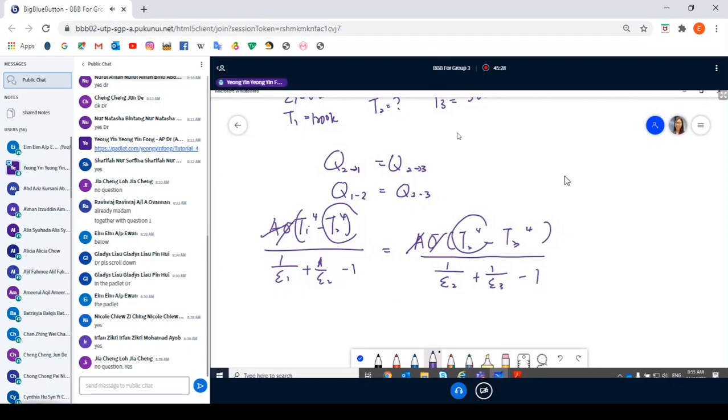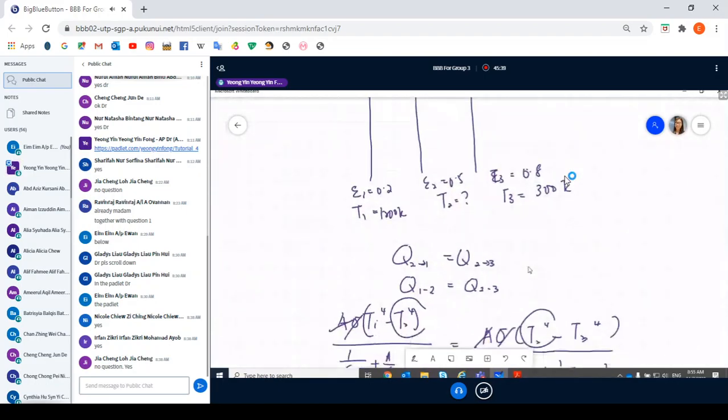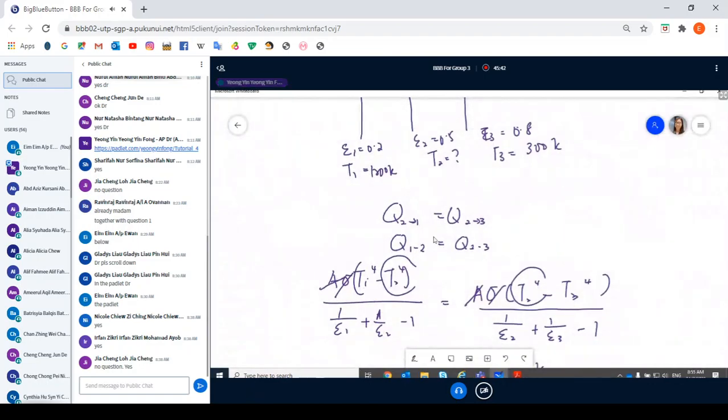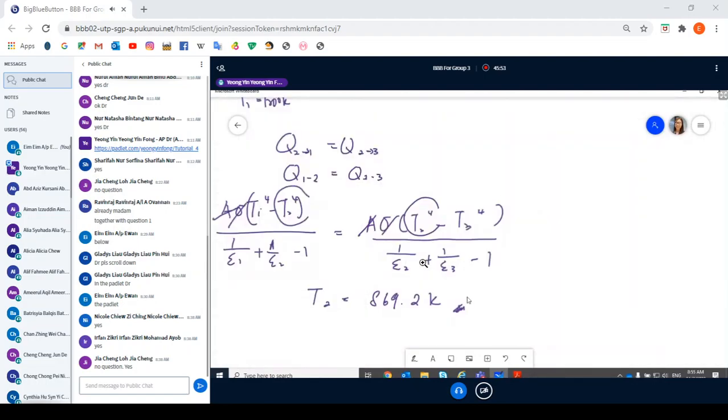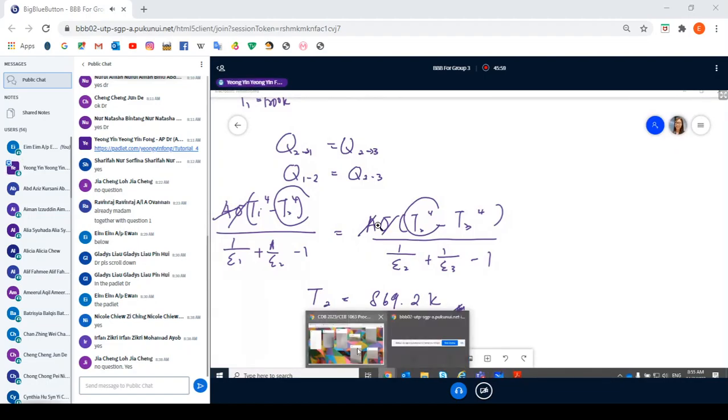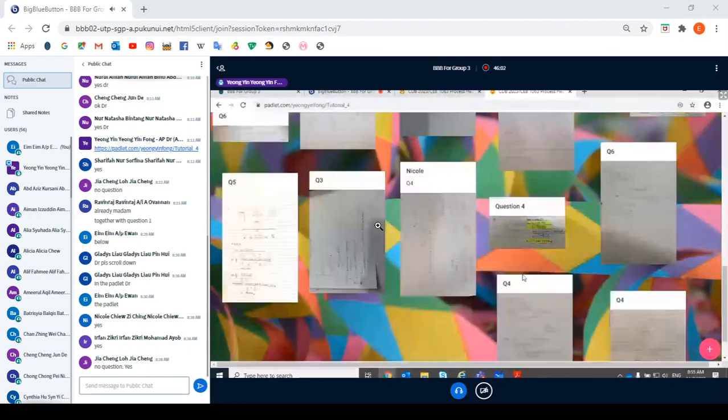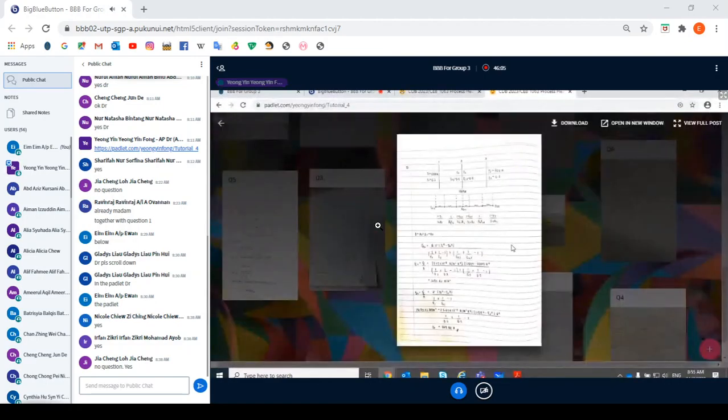So by substitution of all the values in it, you can get T2, it's 69.2 Kelvin. Okay. The early concept is, the plates are arranged in this way, and then you have to apply the view factor rules. Q21 equals Q23, and in fact, it equals Q12 to Q13. Eventually you will get T2 of 69.2. Okay, let me see the Padlet answer for question 5. Nice drawing here. Yeah.